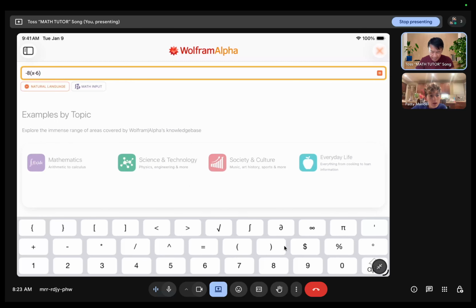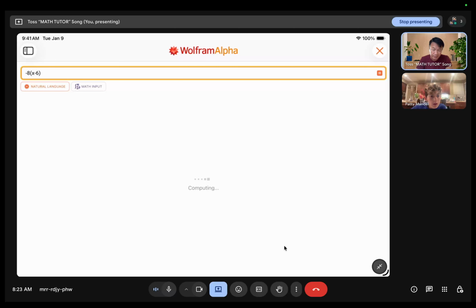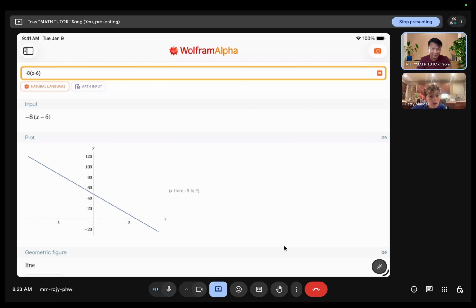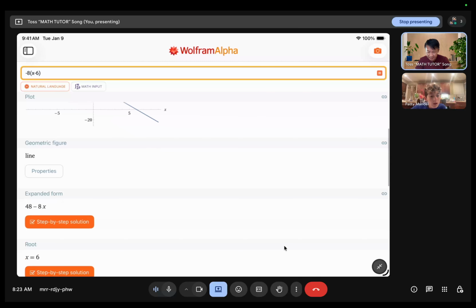Okay, as I enter, it will know exactly what to do. It will give you a bunch of choices. Sometimes it doesn't know exactly what it is that you want, so it will give you a bunch of stuff. A graph, for example. But it's also going to simplify it. Here it is. See, I told you. You see that? 48 minus 8x. There it is. Now this is computerized because it's standard.